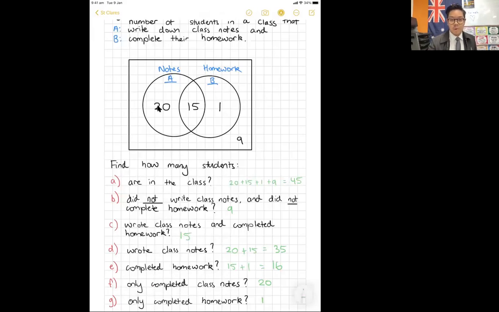Okay, so hopefully that gives you a little bit of an idea of how Venn diagrams work. We'll be going a little more in depth in the next lesson on how to put one together in more detail.